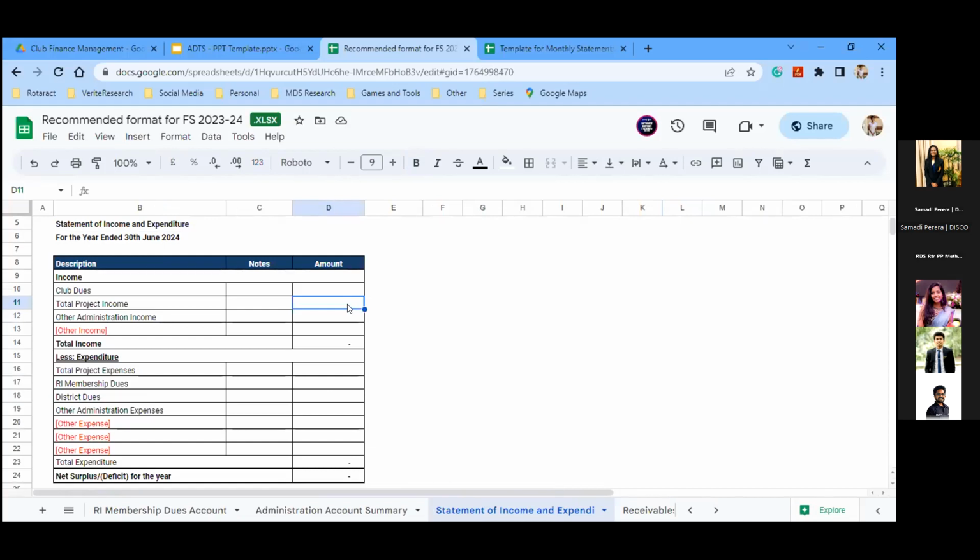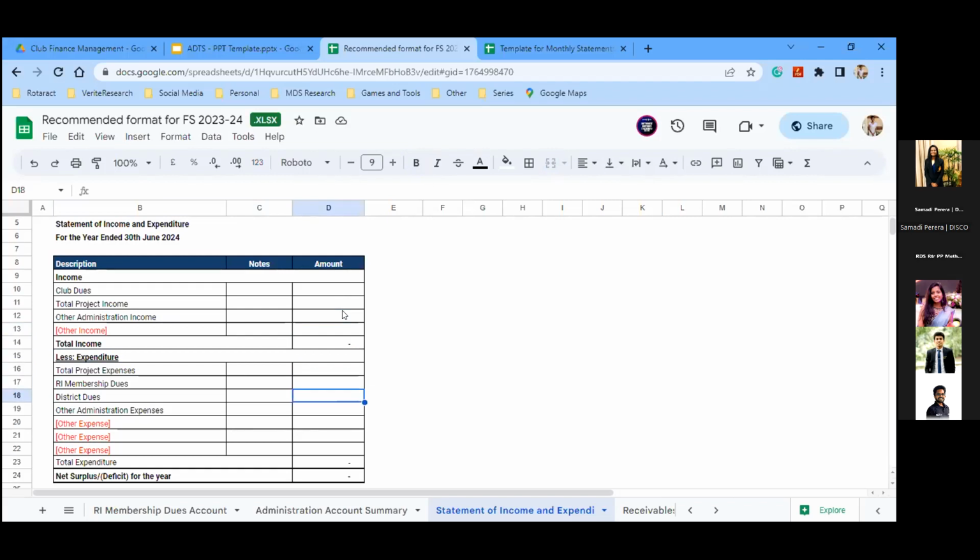And then you have other administration income. Basically, if you've done fundraisers for administrative purposes, or if there's a donation for administrative purposes, then you mention those incomes here, irrespective of whether you've gotten that money. Even if you've not seen that money, it doesn't matter. You put it there because that income was supposed to come in your year, right? So then you add them all together and you get the total, right?